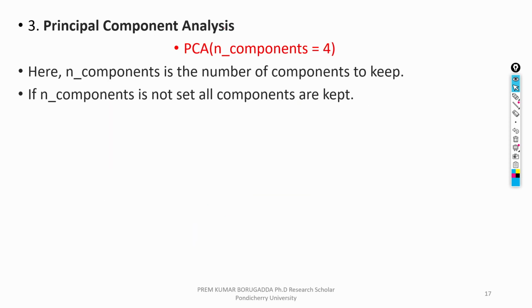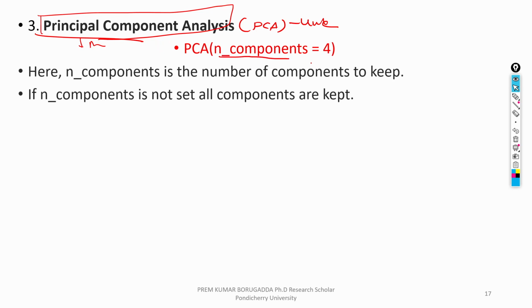Principal component analysis, this is PCA. It is an unsupervised learning algorithm. PCA is used to reduce the dimensionality. I already made a video about PCA, so please go and watch that video. In PCA, there is the number of components. This value is decided by the data scientist. So here you choose how many components you are going to reduce to.